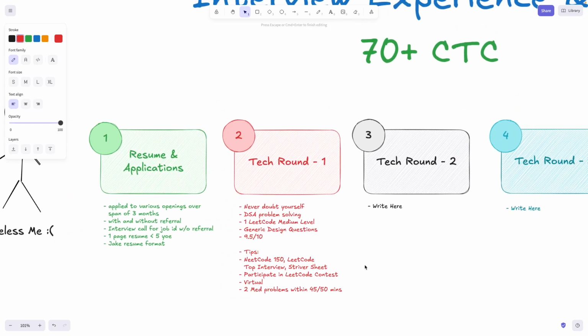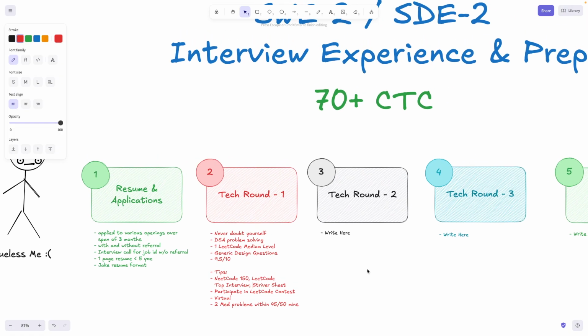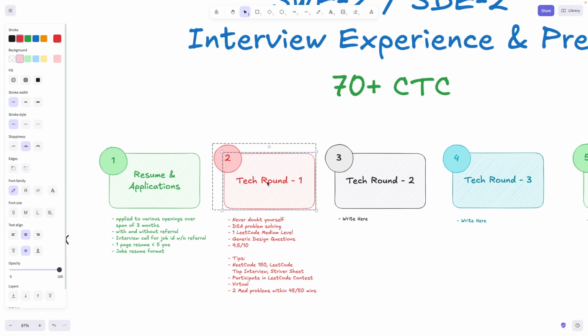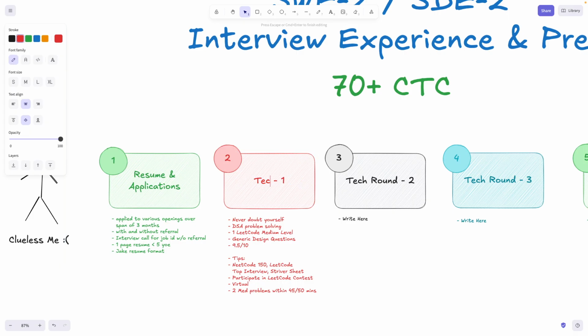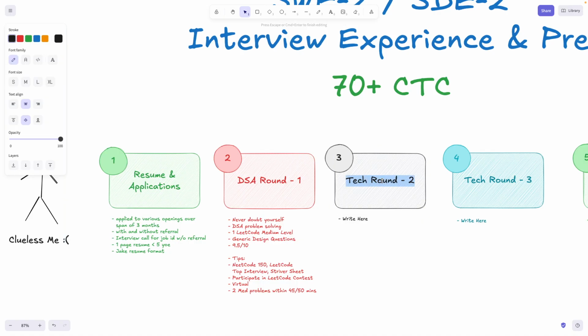Now, when you are appearing for the next round, right? For example, when you are SDE 2, this will be like a DSA round. So let's change this to DSA round. Yes, and sometimes recruiters will not tell you, right? That's why I have called them tech round, because they will not tell you which round it is. So that generally happens and it varies from company to company, right?